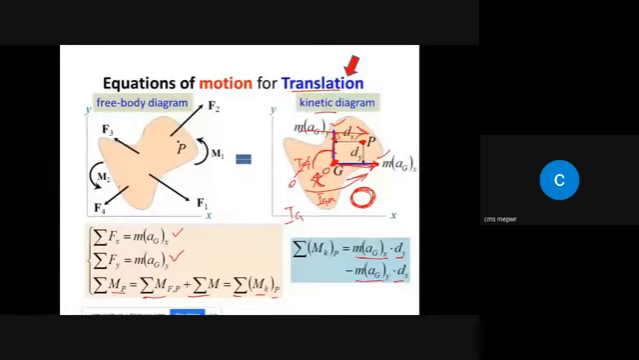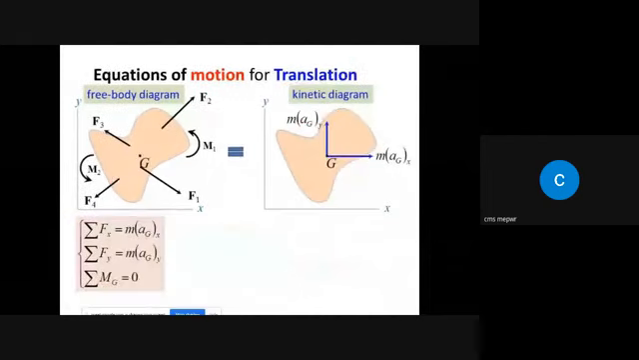So let's consider that case too. Equation of motion for translation, right? And you can see in this case, if you want to find it at point G and there is no externally applied couple, then summation of forces in x remains the same, summation of forces in y remains the same, but the summation of moment about point G, or about mass center G, will be equal to zero, because the moment due to applied forces is zero, and the moment due to external applied moment or couple or inertia couple is also equal to zero.